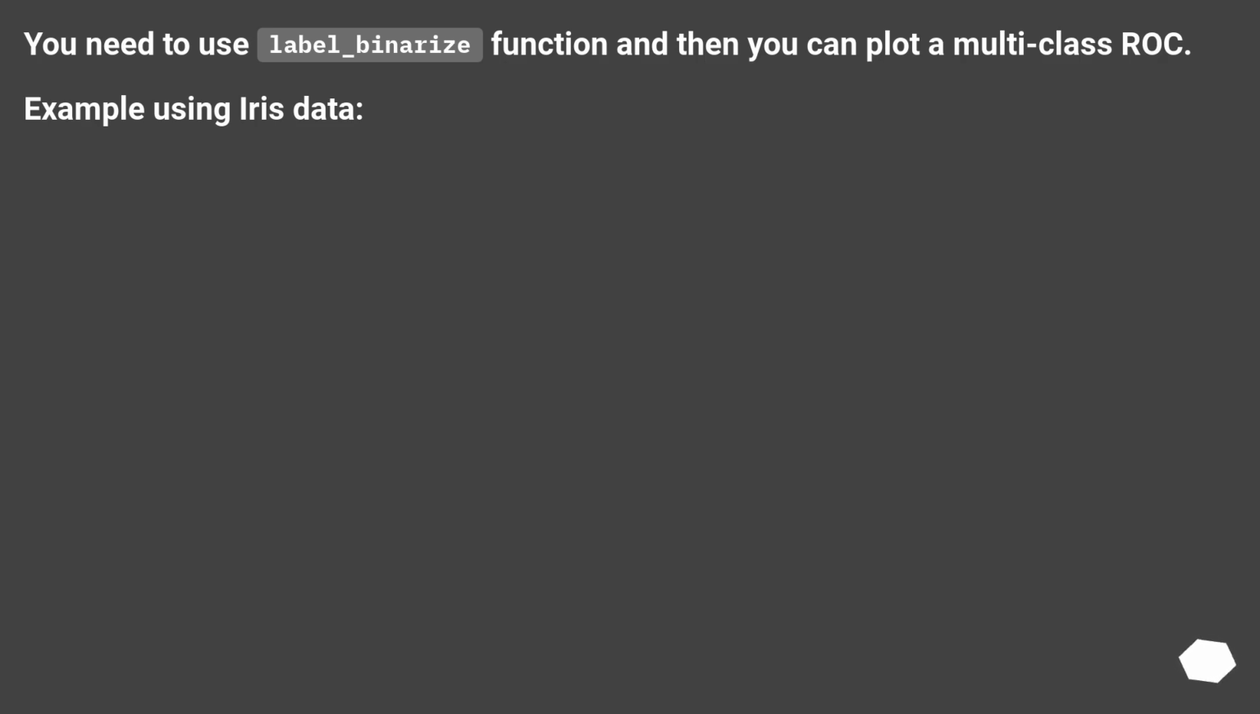You need to use the label_binarize function and then you can plot a multi-class ROC. Example using iris data.